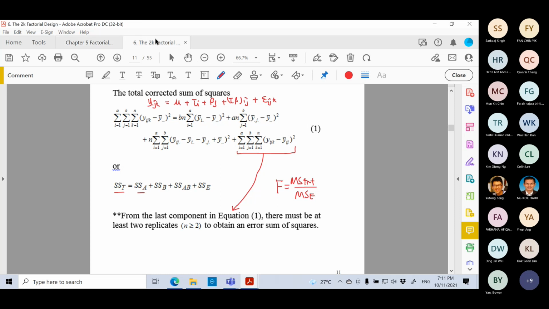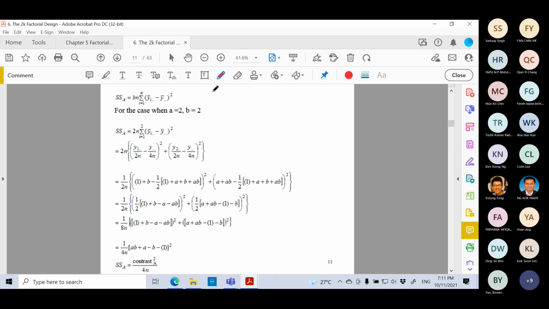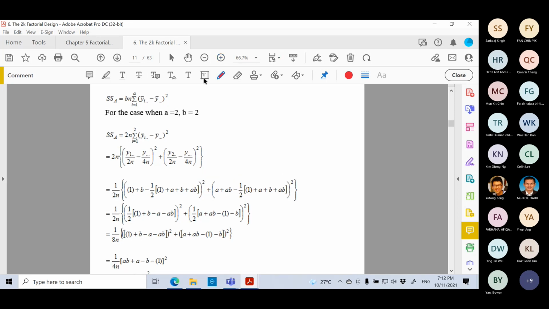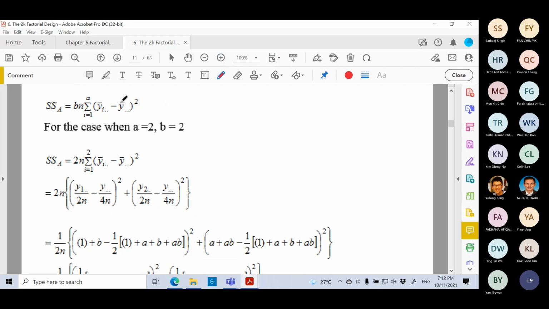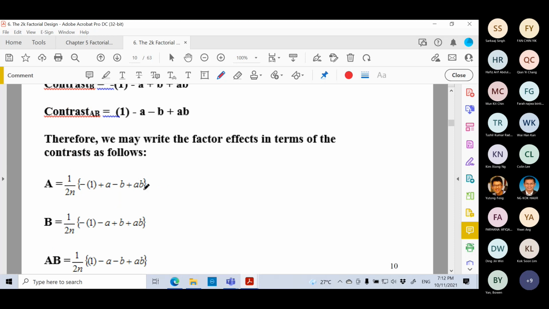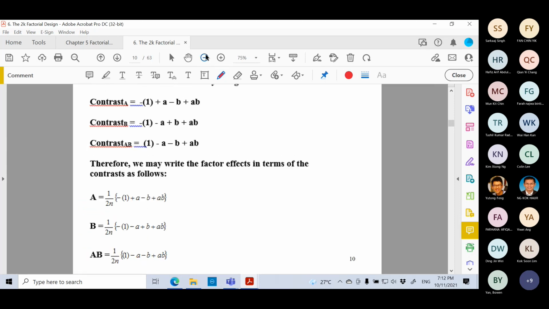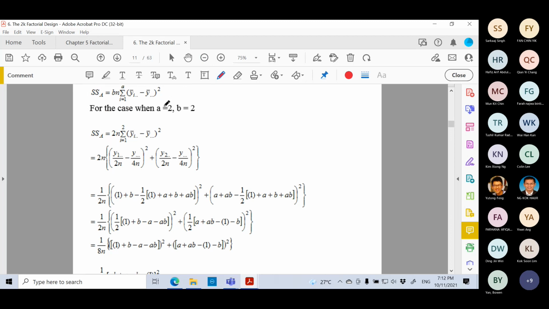And because the 2 power of k factorial design is also one special case under the factorial design, the formula will be similar. Just Bn times the summation of the yi dot dot, multiplied by the, this one is a grand total squared. So let me show you, if you have only 2 levels, how do you get the sum of squares, by using the information from the contrast here. So I show you when A and B are at 2 levels. So I substitute A is 2, B is 2.